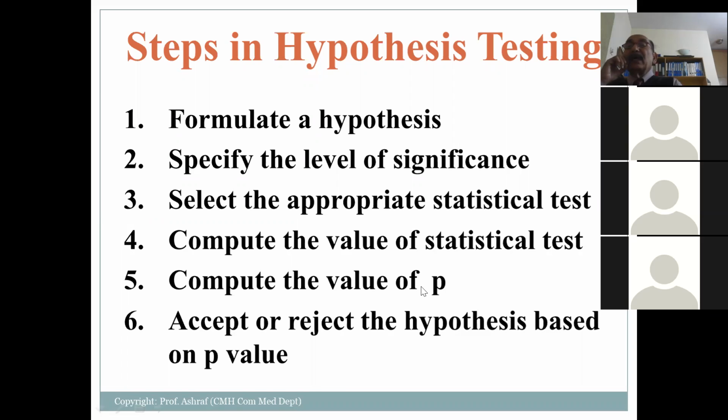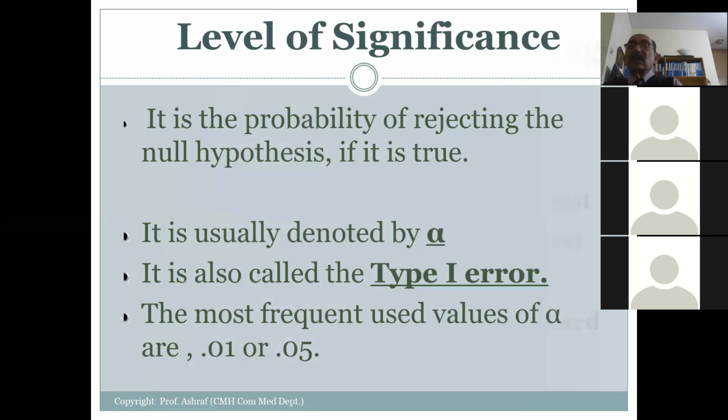Then based on the p-value, if it is less than 0.05, you reject the null hypothesis. If it is more than 0.05, you accept the null hypothesis. The level of significance is the probability of rejecting the null hypothesis if it is true. It is usually denoted by alpha, or type 1 error.